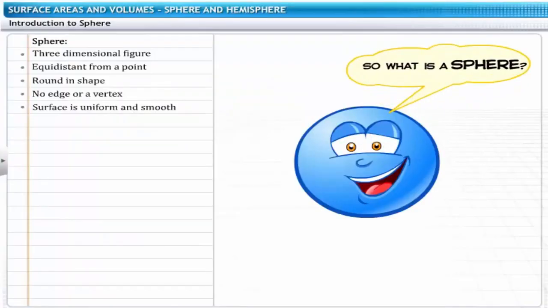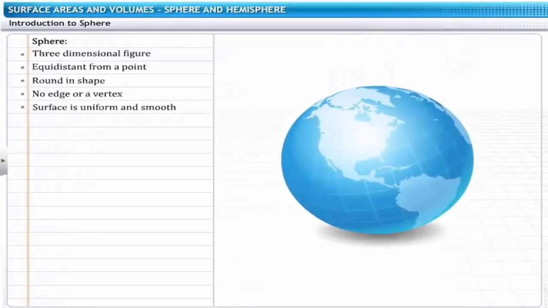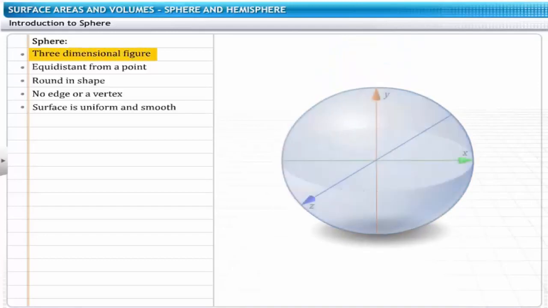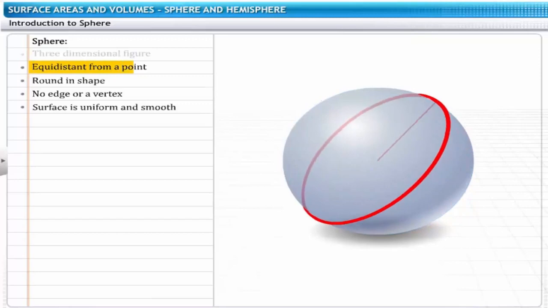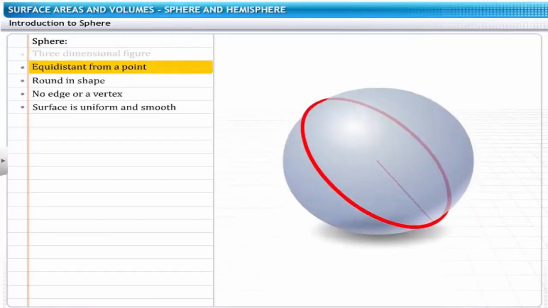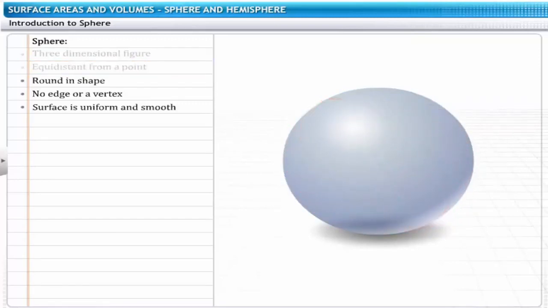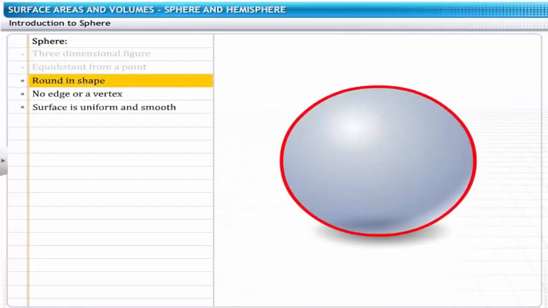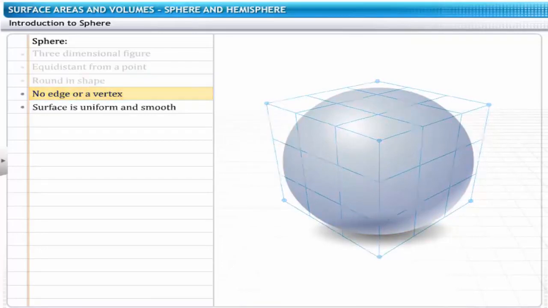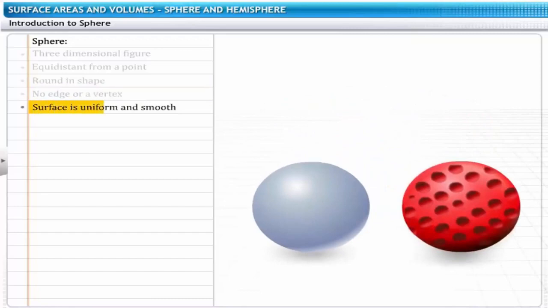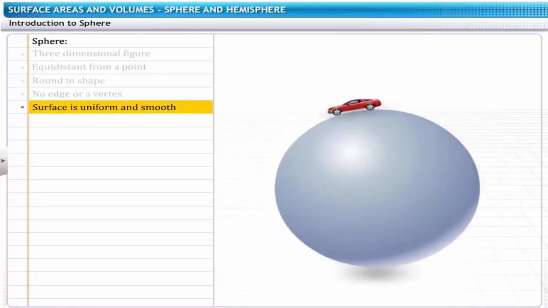So, what is a sphere? A sphere is a three-dimensional figure made up of points that are equidistant from a given point. It is an object which is round in shape. It does not have an edge or a vertex. The surface of a sphere is uniform and smooth.